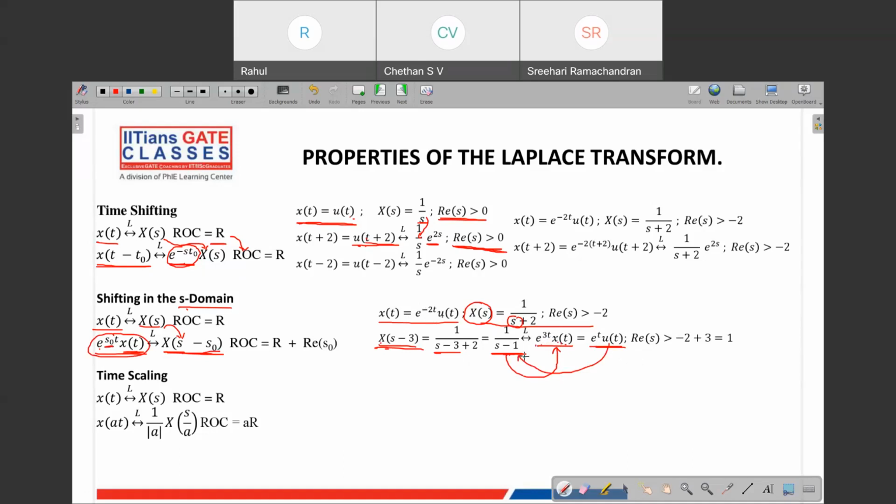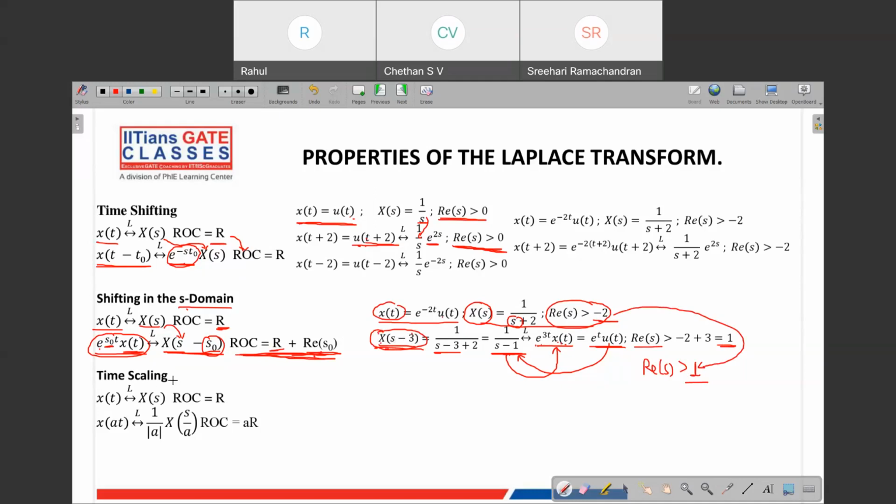Now one important thing to note is that here the ROC will also shift. The ROC will not remain the same, and the shifting depends upon the value of s naught. If the ROC is R here, in this case the ROC will be R plus the real part of s naught. For example, for the signal x(t), the ROC was real part of s greater than minus 2. But for the new signal, X of s minus 3, the ROC is real part of s greater than 1. So instead of minus 2, you're getting 1, which is plus 3 of the minus 2, and the plus 3 is coming because we are shifting it by 3.